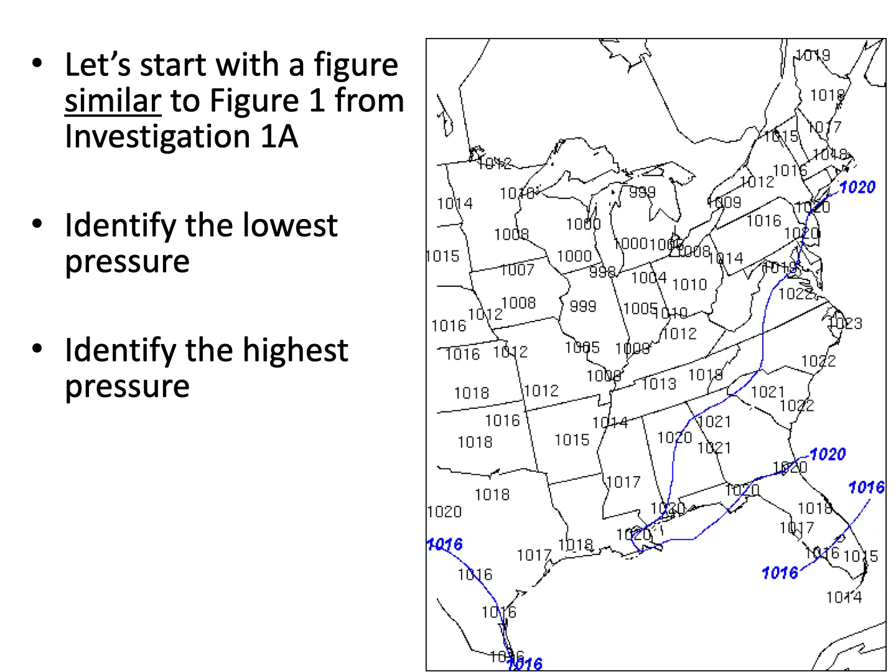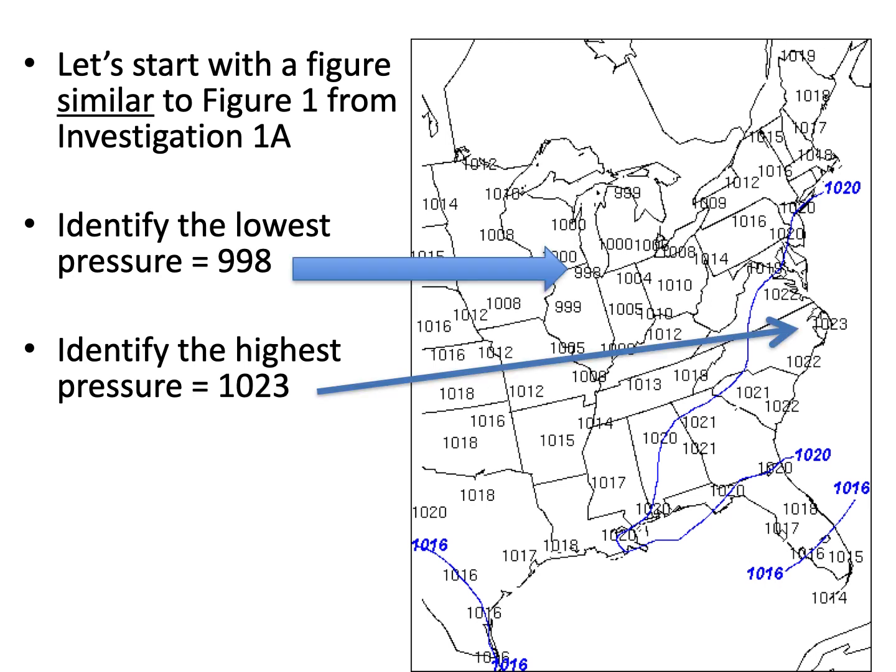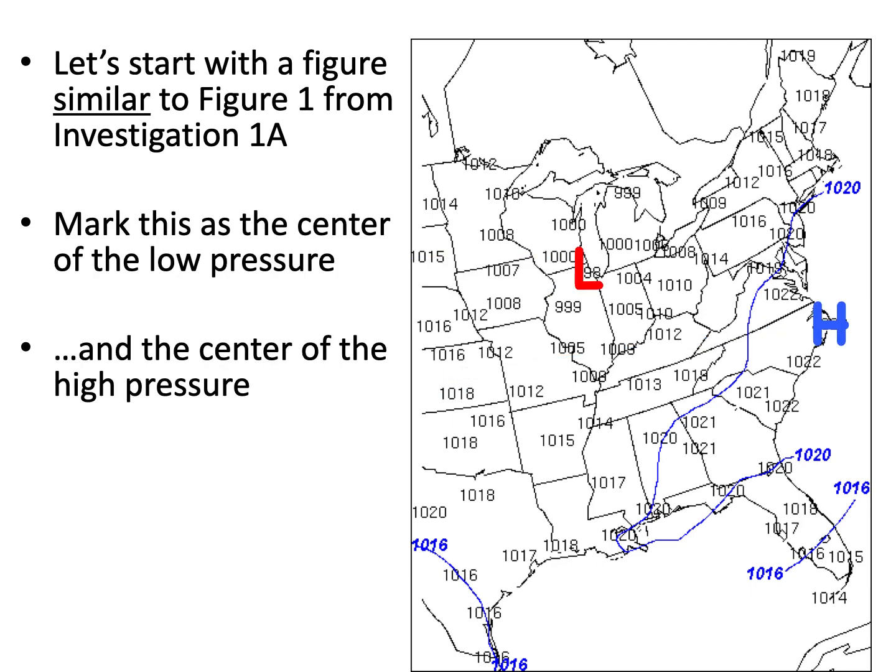For me, what really helps is identifying the lowest and the highest pressures on the map. In this instance, we have a 998 at Chicago, and we have a 1023 over the Outer Banks of North Carolina. These are the low and the high pressures on this particular map. What I typically do is put an L over the low pressure area and an H over the high pressure area. If you're trying to relate this to a topography map, think of your H, your high area, as kind of like your mountaintop, and your L as kind of your lowest elevation, down low.